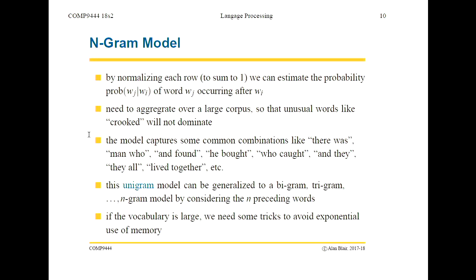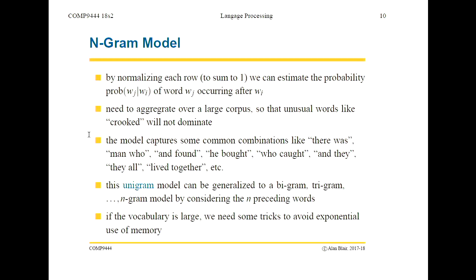Right, so we need to normalize each row to add to 1. We need to aggregate many documents from a large corpus to get meaningful statistics. But even looking at this, you can see that this already captures some common combinations of words, right? So there was "man who" and "found", "he bought", "who caught", and "they all lived together". These are phrases that are pretty common, not just in this particular document, but generally.